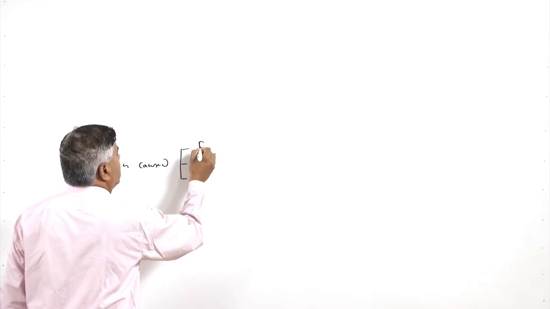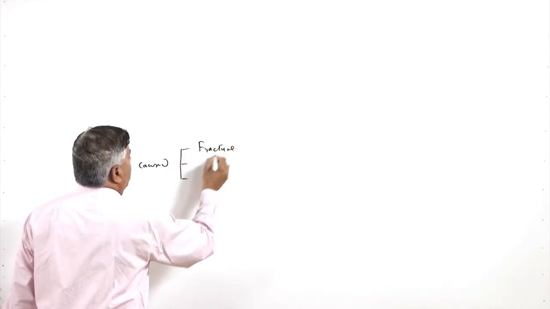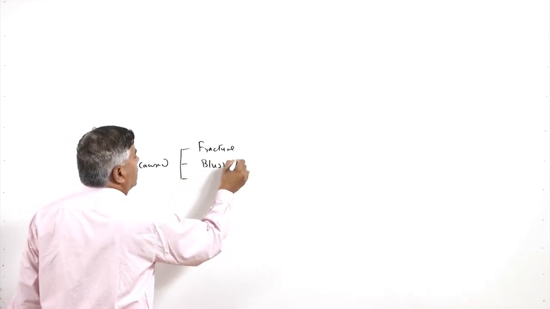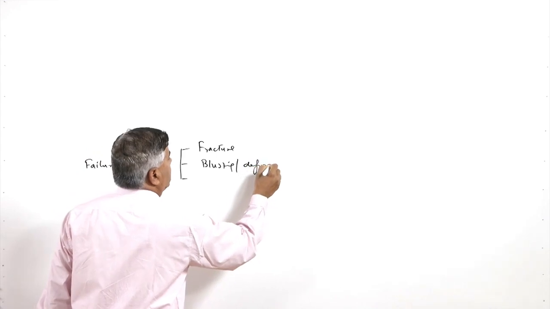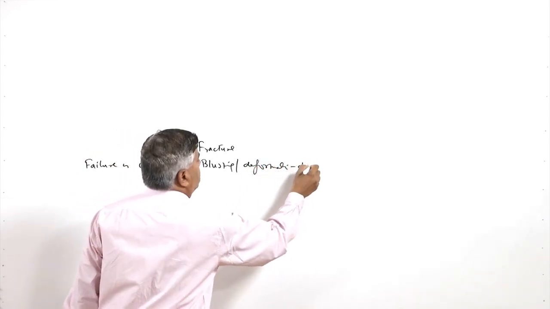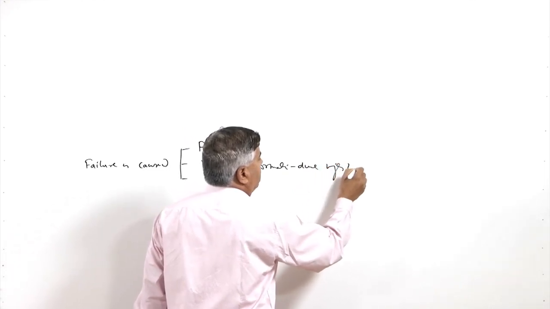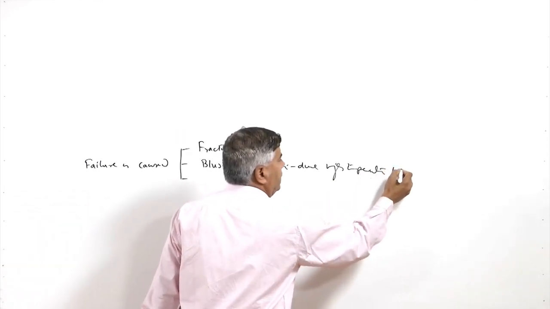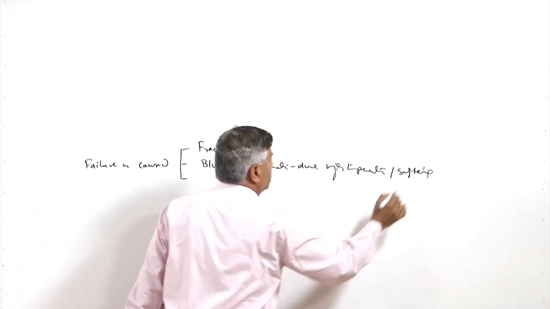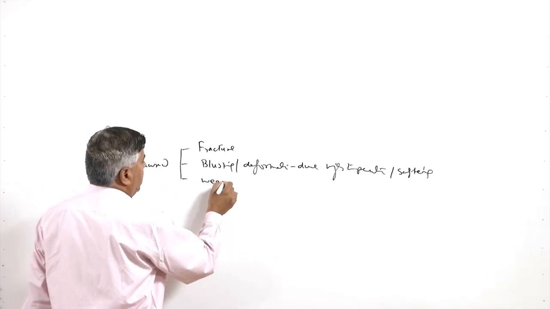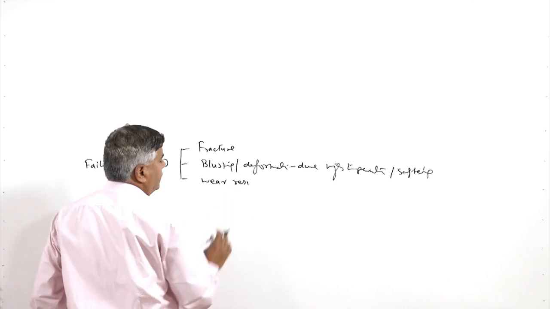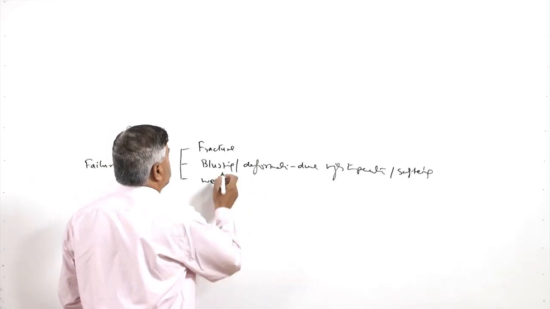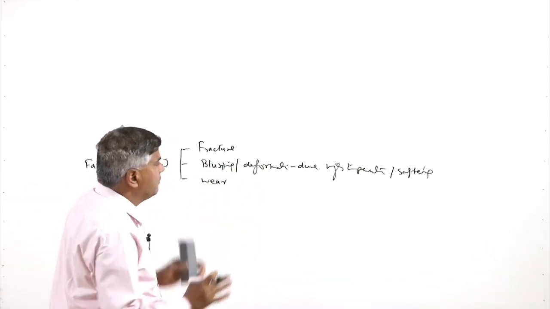One is fracture. Another is the blunting or deformation of the cutting edge, and this occurs due to the high temperature, which leads to the softening of the tool material. And third is the wear, the gradual wear of the tool. So, these are the three factors which usually cause the failure of the tool.